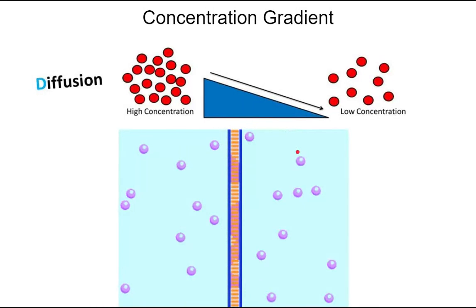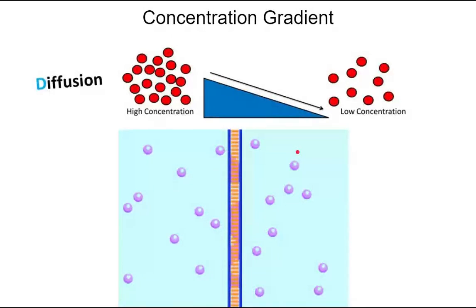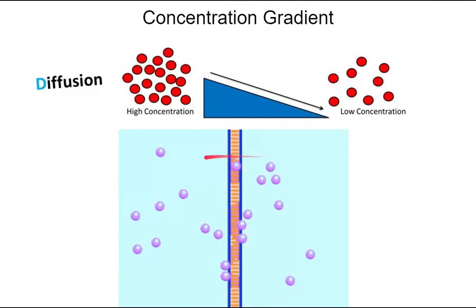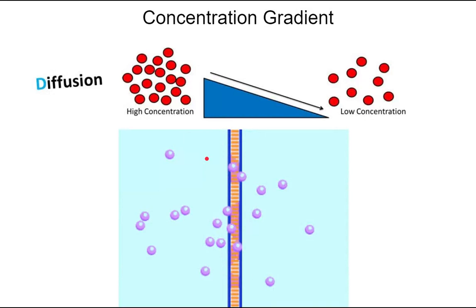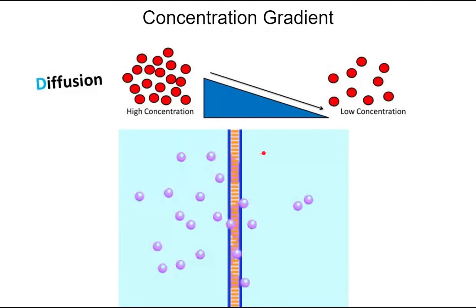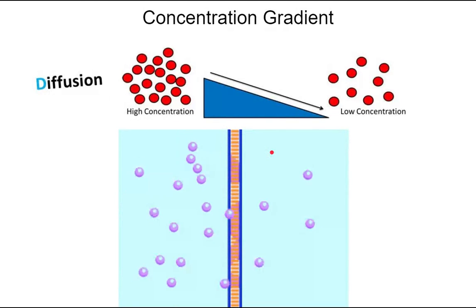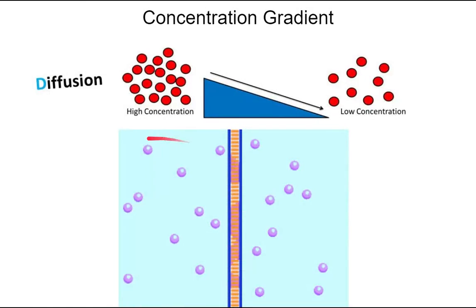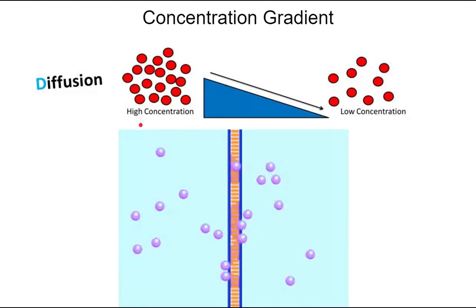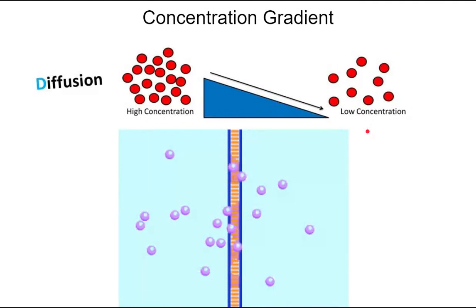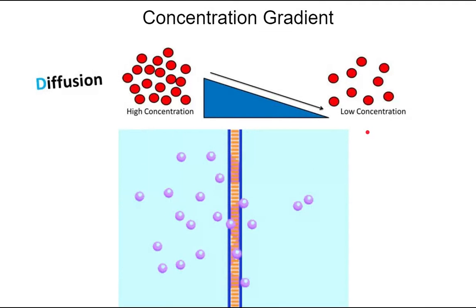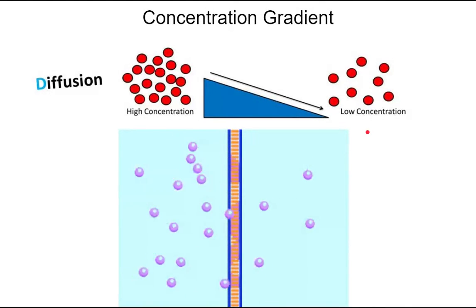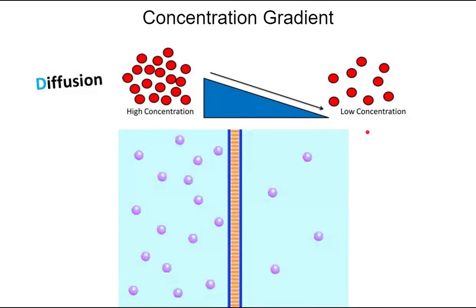Now, will the particles stop moving? No, they will actually keep moving. They'll keep trading places back and forth even when they're in equilibrium, but they'll move back and forth at the same rate, okay? When they're not in equilibrium, when we have a high concentration on one side and a low concentration on the other side, they are going to want to move from the area of high concentration to the area of low concentration. No energy required. It's a natural process that happens.